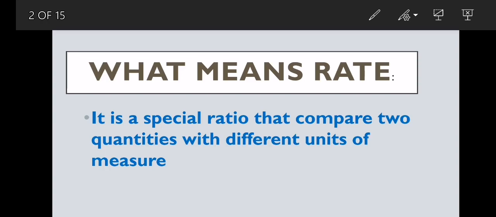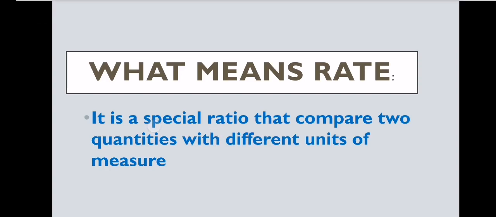Why do I call it a special kind? Because a rate is like a ratio with two different units. What does that mean? It means if I have a ratio and I'm comparing two different units in it, in this case I will call it a rate. Let's explain it more with examples.